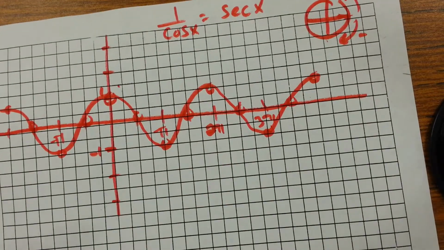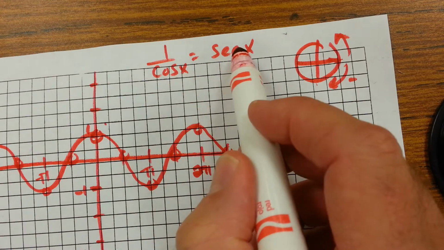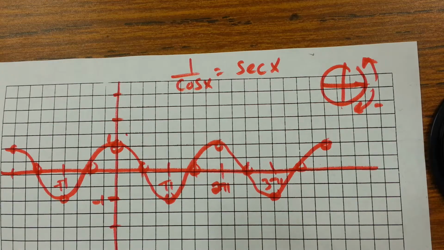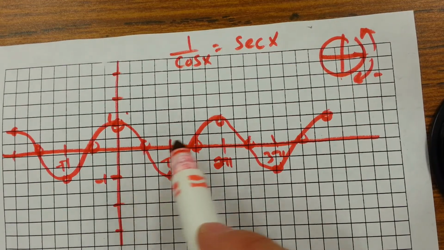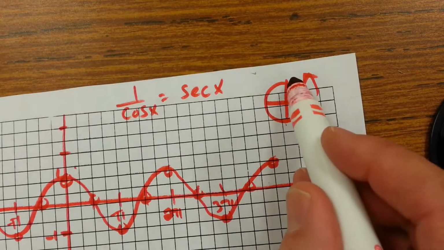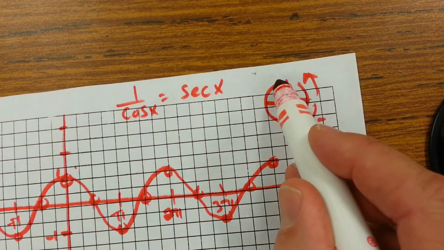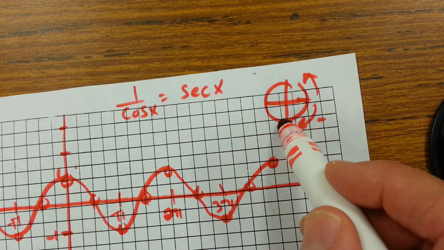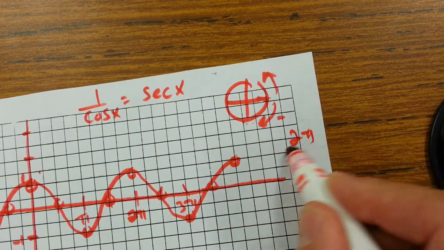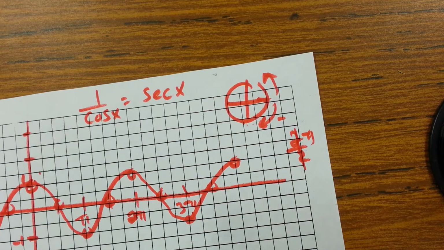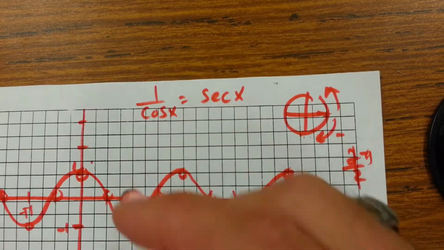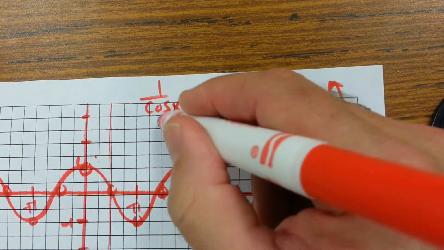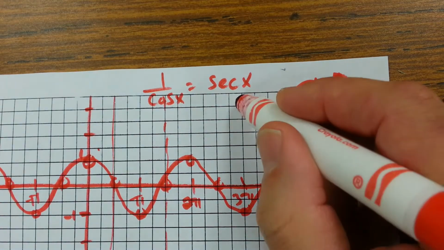Remember, 1 over cosine of x is secant x. So cosine can't be 0 because we can't have 0 in the denominator. Where is cosine 0? At pi halves, and every increment of pi halves: pi halves, 3 pi halves, 5 pi halves, 7 pi halves. Because 1 pi, 180 degrees, is 2 pi halves, which is 2 over 2 times pi. So here are my asymptotes, everywhere cosine is 0.